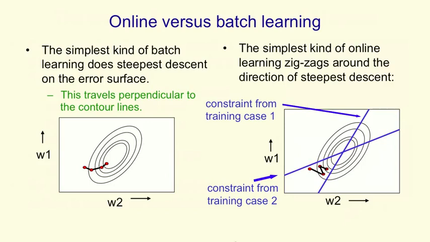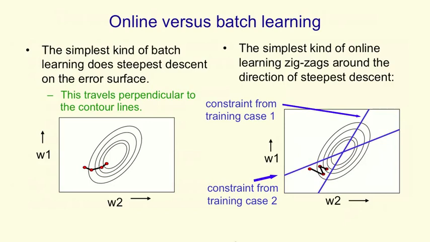But we could also do online learning, where after each training case, we change the weights in proportion to the gradient for that single training case. That's much more like what we do in perceptrons, and as you can see, the change in the weights moves us towards one of these constraint planes. So in the picture on the right, there are two training cases. To get the first training case correct, we must lie on one of those blue lines, and to get the second training case correct, the two weights must lie on the other blue line.